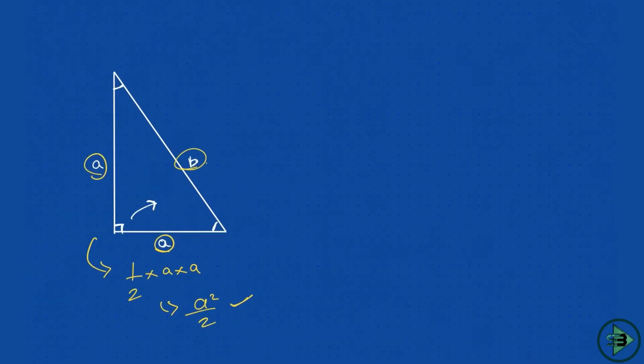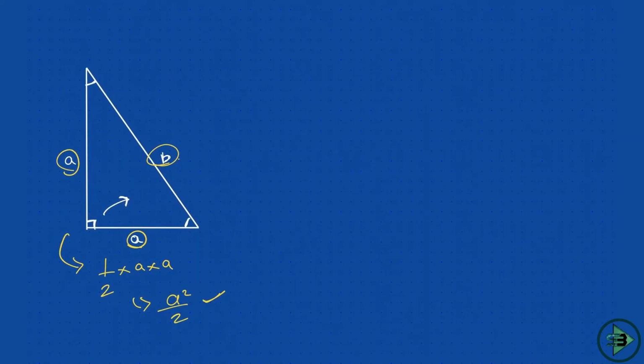Now what next? After this you will have a triangle which is called a pure isosceles triangle. Now what is a pure isosceles triangle? It means two angles are equal. The third angle could be anything, not necessarily 90, such that the two angles are equal here.